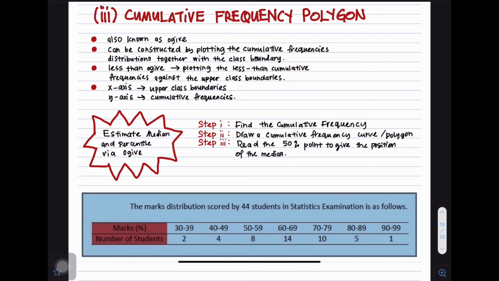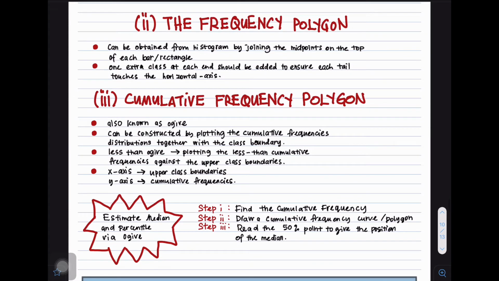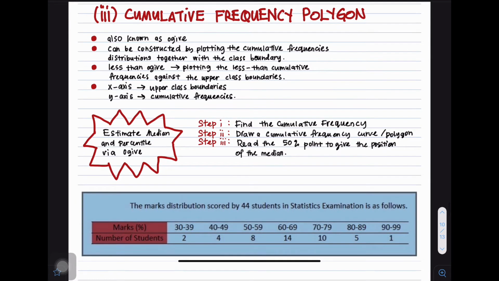Okay, so now we want to say the third one, which is cumulative frequency polygon. Kita dah tengok histogram and then the frequency polygon. Now we want to see the cumulative frequency polygon, or also known as OGIF. Okay, so ada orang sebut sebagai OGIF, ada orang sebut sebagai OGIF, so depends. So it's actually OGIF is actually the cumulative frequency polygon.